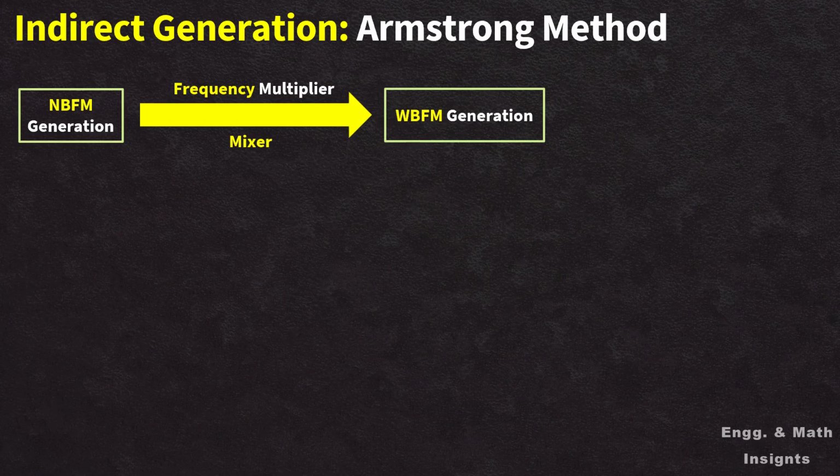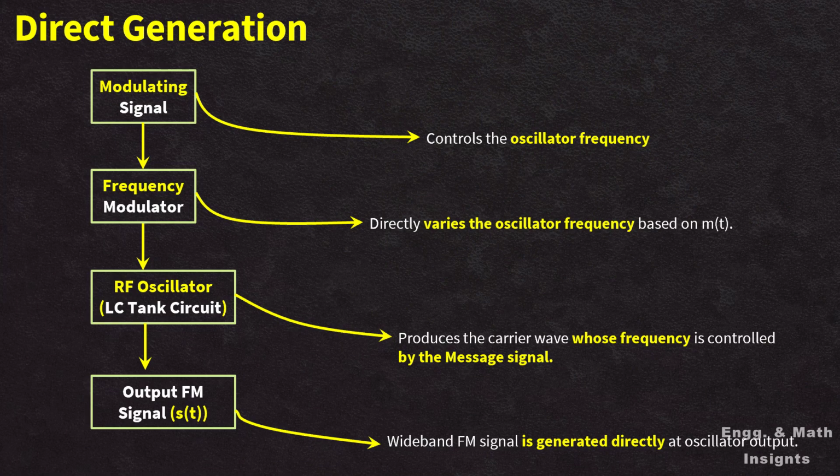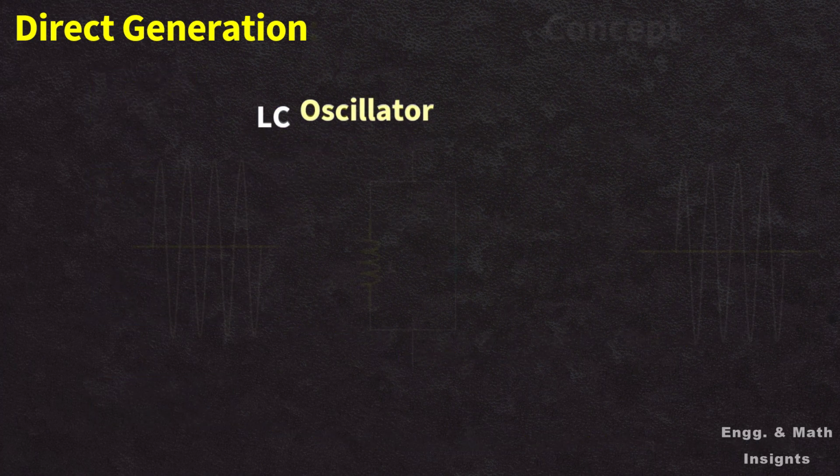So the methods are called indirect method because the frequency modulated signal is achieved indirectly through intermediate steps: narrowband frequency modulation, multipliers, then wideband frequency modulation, and direct method because the frequency modulation is achieved directly at the oscillator without intermediate transformations. Now let's understand the direct method or the LC oscillator method.